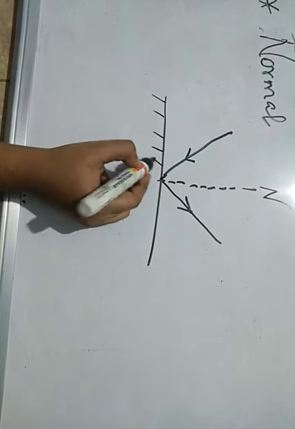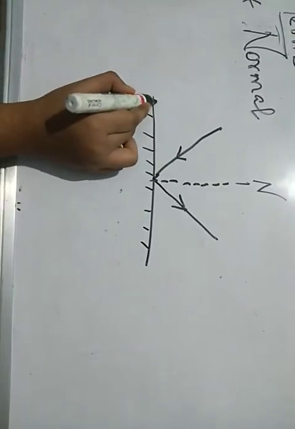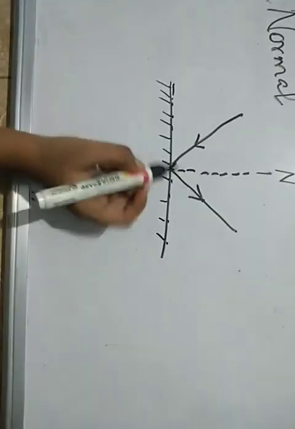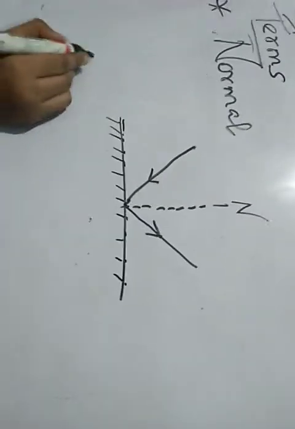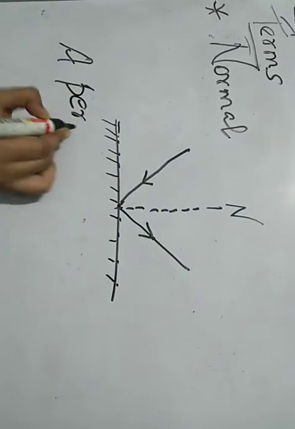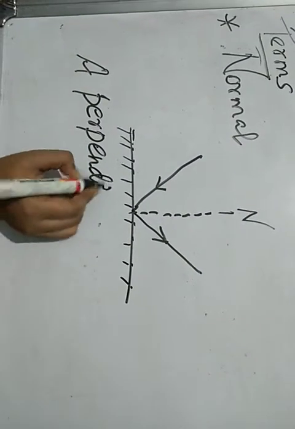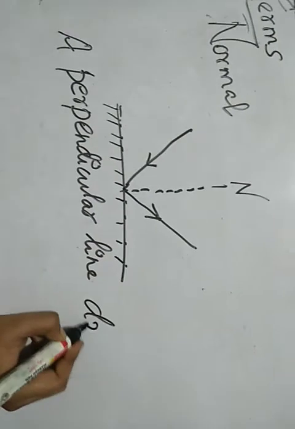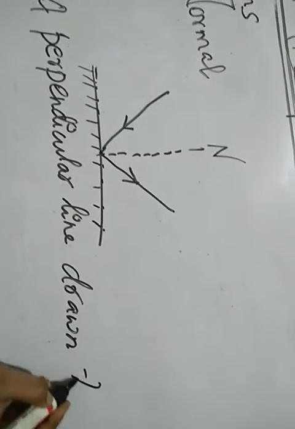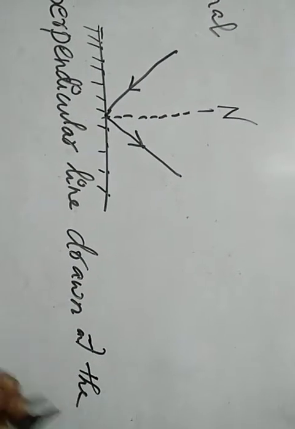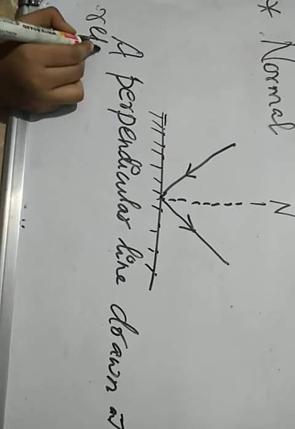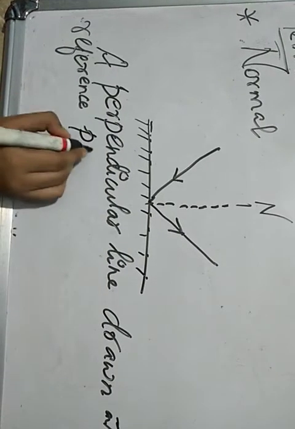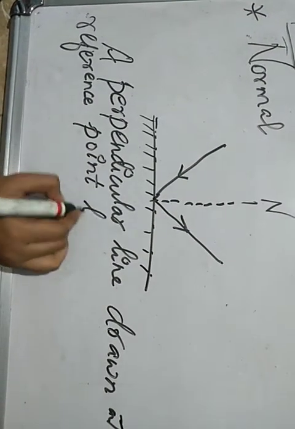This is the rough surface, this is the smooth surface, the smooth part where the reflection takes place. Okay, the normal means a perpendicular line drawn at the reference point to the surface.